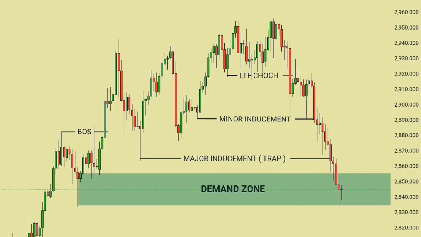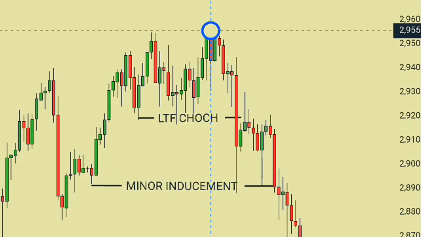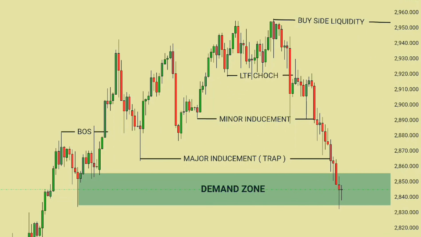The market does not move randomly, it moves toward liquidity. Above the current price, we can see equal highs in previous swing highs. These levels represent buy-side liquidity. Many traders place their stop losses above these highs. Breakout traders also place buy stop orders above these levels, expecting continuation. This creates a pool of liquidity resting above the highs.